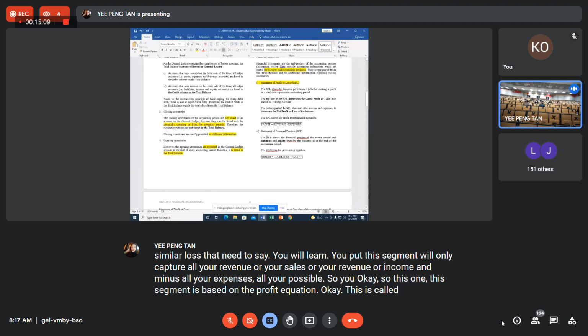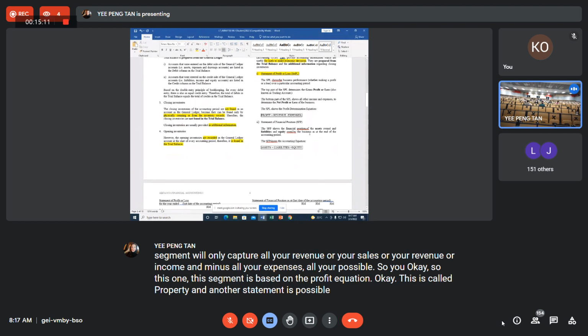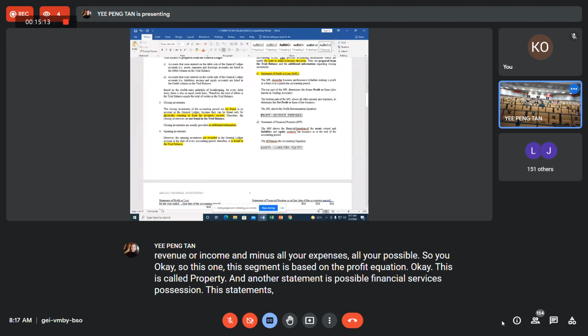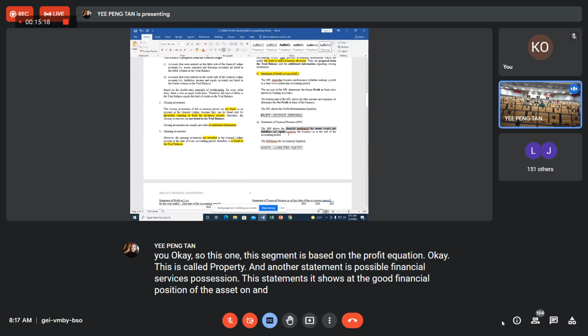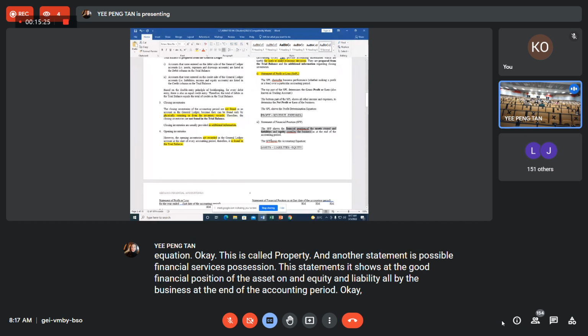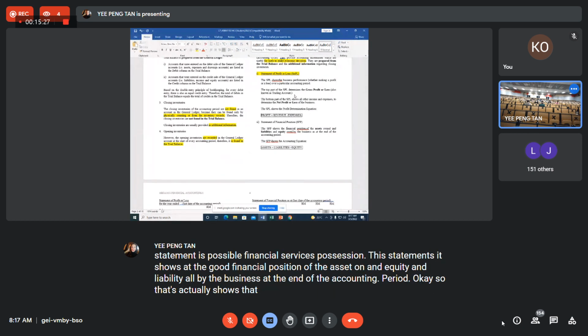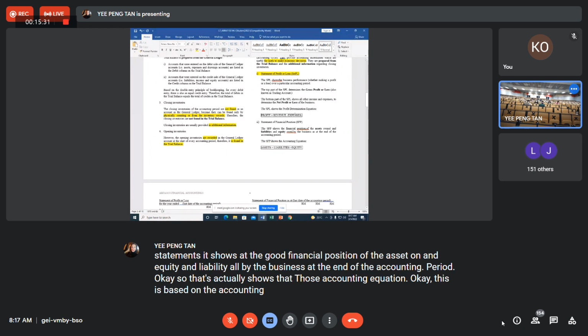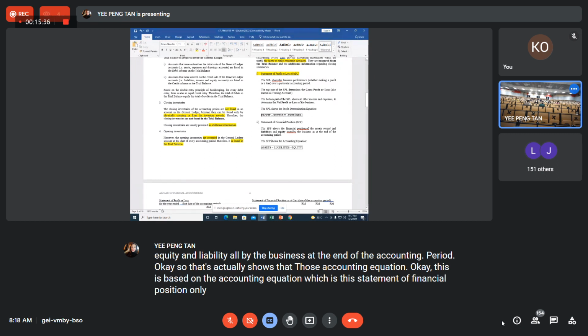And another statement is called the statement of financial position. This statement shows the financial position of the assets owned and the equity and liability owed by the business at the end of the accounting period. So the SOFP shows the accounting equation. This statement of financial position only consists of assets, liabilities, and equity. You will not see any expenses there.